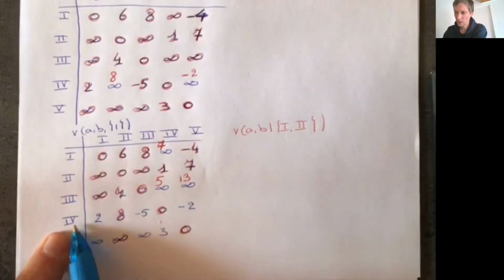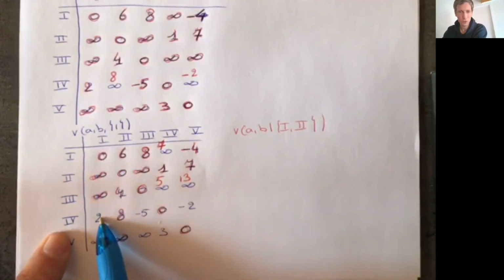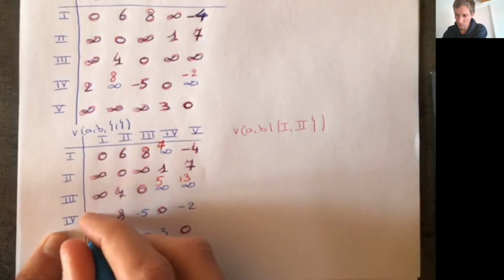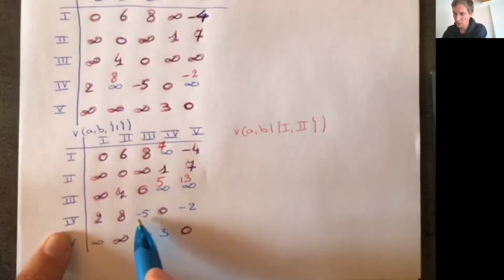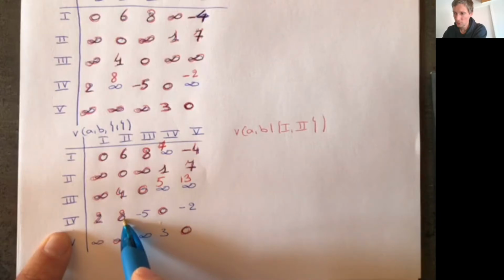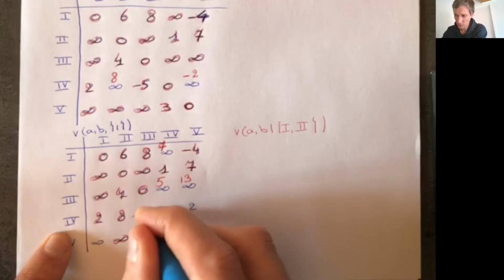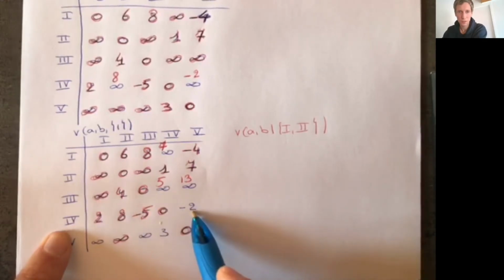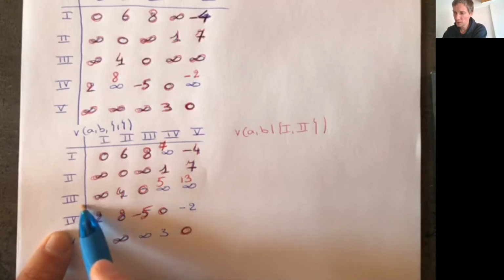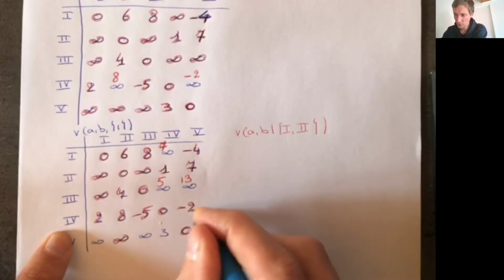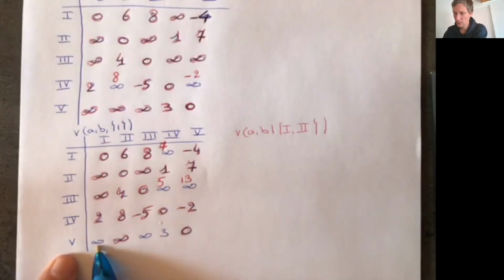Here the direct connection is 2. If I pass through 2, I have 8 plus infinity, so this remains here at 2. Minus 5, if I go via 2, I have 8 plus infinity. It's not going to help me, so this is staying at minus 5. Here I have minus 2, right? So if I pass through 2 first, I have 8 plus 7, which is 15, so this also doesn't help me a lot. Here I have infinity.